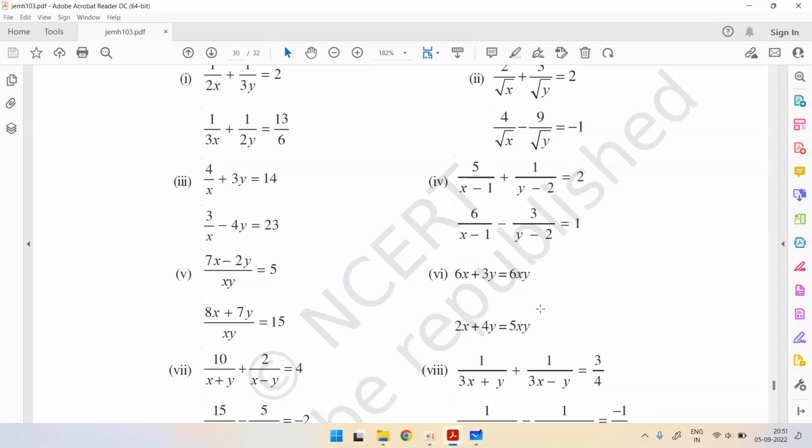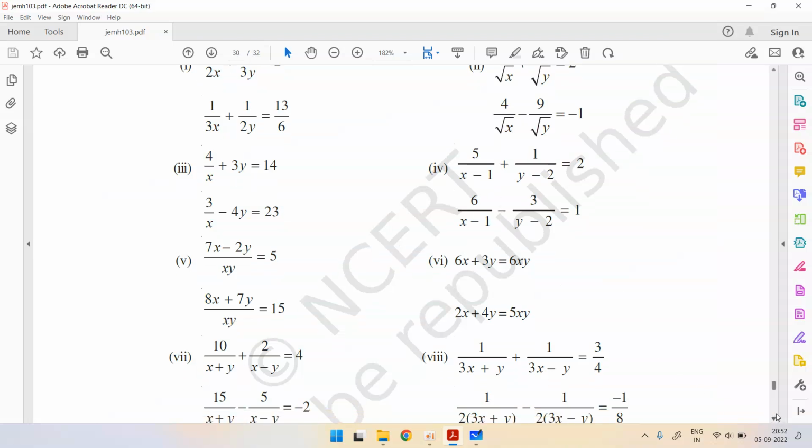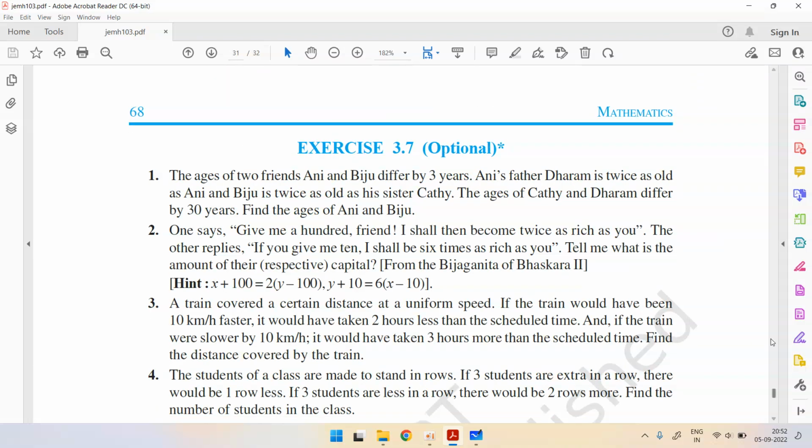In the sixth question, I will not be doing it because it is the same as this, because you have to take this xy in the denominator. You then expand this to become 6x by xy, so 6 by y plus 3 by x equal to 6. And same here, this becomes 2 by y plus 4 by x equal to 5. Now take 1 by x as u and 1 by y equal to v and solve further, you will get the answer.